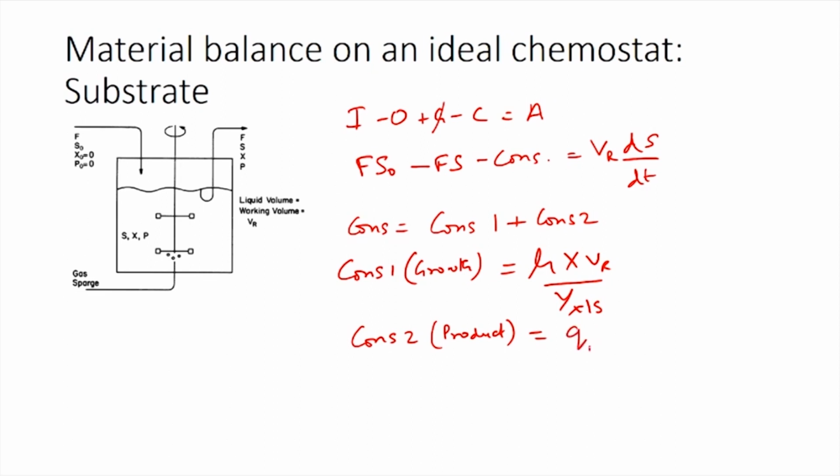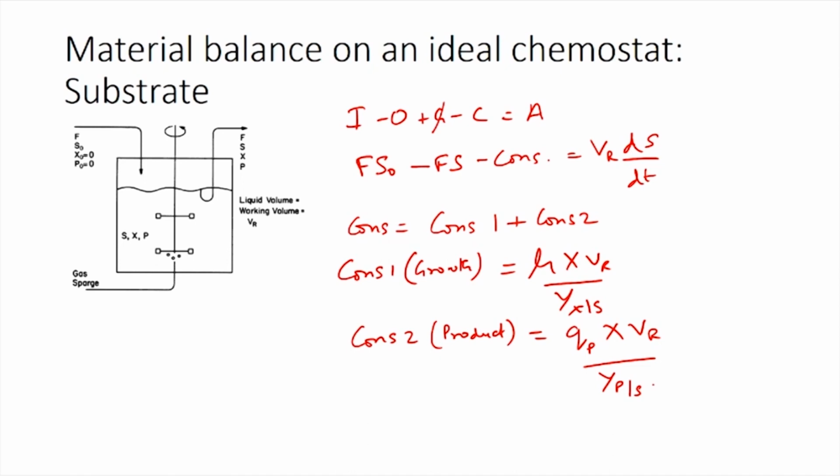The second consumption, which is for product formation, can again be written in similar fashion, which will be Qpx Vr divided by Yps, where Qp is the specific product formation rate and x is the biomass concentration. Qp times x will give you the product formation for the growth associated products, and you have Vr multiplied to get the total amount of such products being formed, and Yps is the yield of the product per unit substrate being consumed.